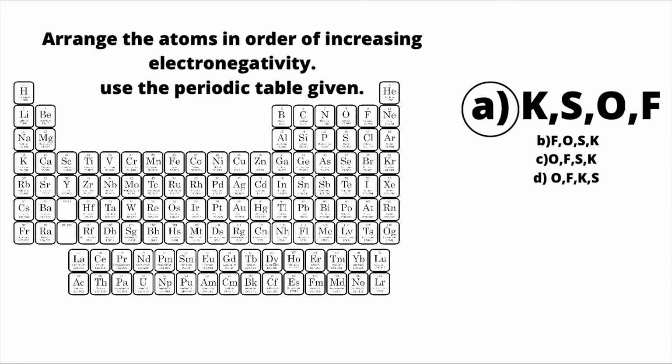Our answer here is potassium, sulfur, oxygen, and then fluorine. That is our correct order of increasing electronegativity. So I just want to mention, do not confuse electronegativity with ionization energy. Ionization energy was in our previous question.